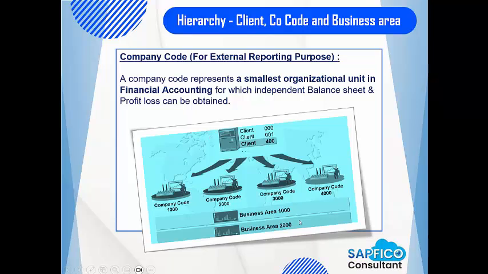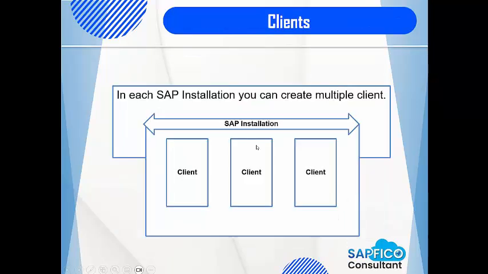Business area. Now, if you see, a business area is going across the company code. So we'll understand more of a business area in the subsequent slide, and these are the clients. So this is an SAP server where we can have multiple clients, client 000, client 001, and 400. Now, in each SAP installation, we can have multiple clients. Now this is an SAP installation. We have client 1, client 2, client 3.